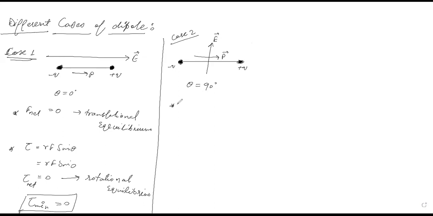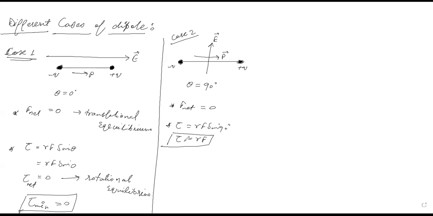If theta is 90, then what will be the net force acting upon the body? Net force will also be 0. F net is again 0. Whereas what will be the torque? Tau is equal to Rf sine 90 degree, and sine 90 is 1. So we can write here tau is equal to R into F. This is the value of the torque in this case number 2.